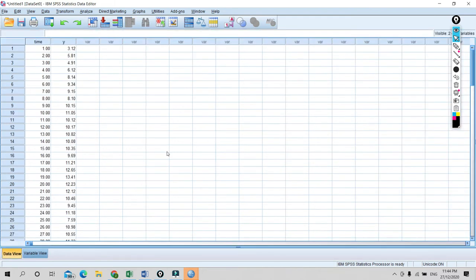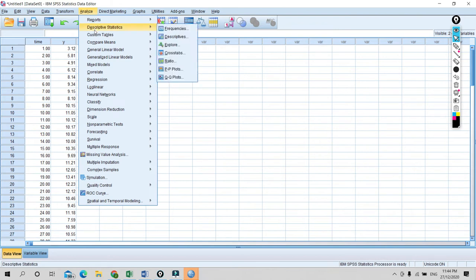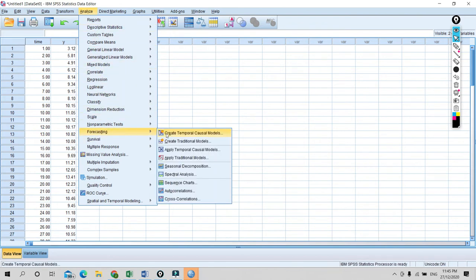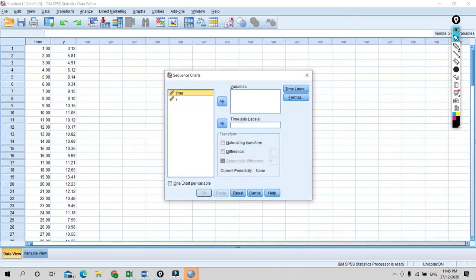I want to show you the graph here, so I just plot the graph. I go to Analyze, then Forecasting, and click Sequence Charts. My variable is Y, and the time axis label is time. So I just plot the time line here.